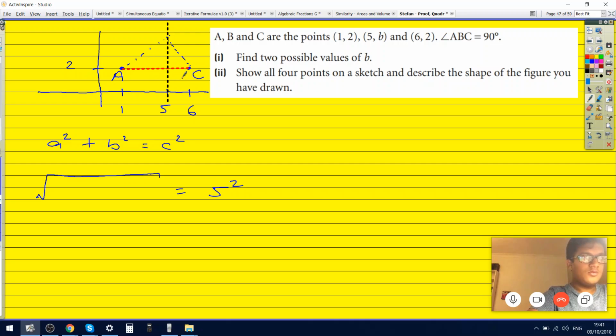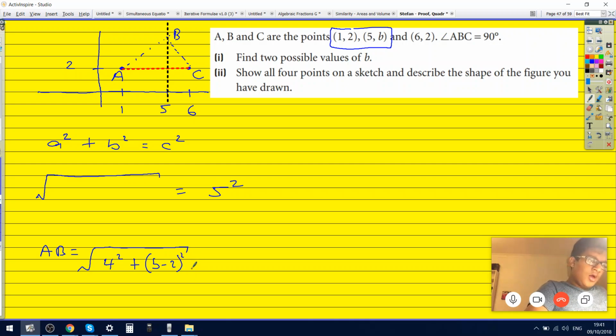If this is 25, is there an easy way to get? No, that's probably not. Okay, let's call that B. So the length of A to B would be the square root of the change in x squared. What is the change in x for A to B? That would be 4. So that's 4 squared plus, in a bracket, b minus 2 squared.